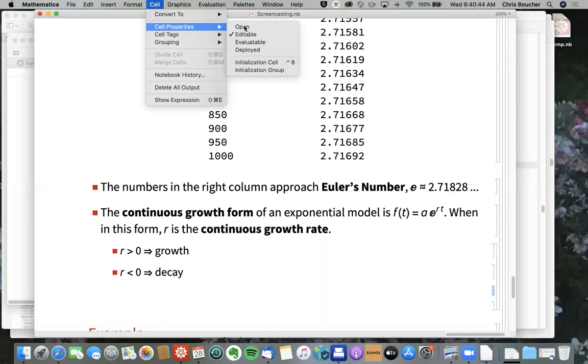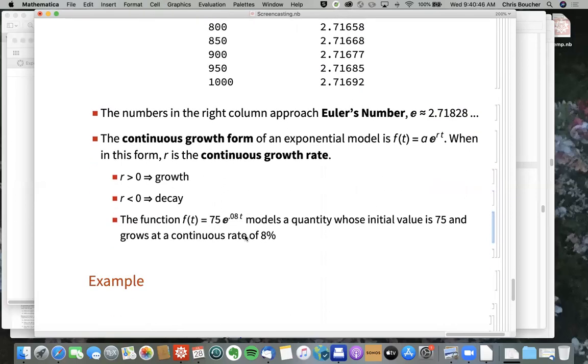All righty. Right, so here's a quick example. Here is an exponential model that is written in continuous growth form. A is still interpreted the same way. It's still the initial value, right? So the initial quantity is 75, but now the continuous growth rate is 8%. So in the old form, what we could see was the per time unit growth rate. Now we can see the continuous growth rate.